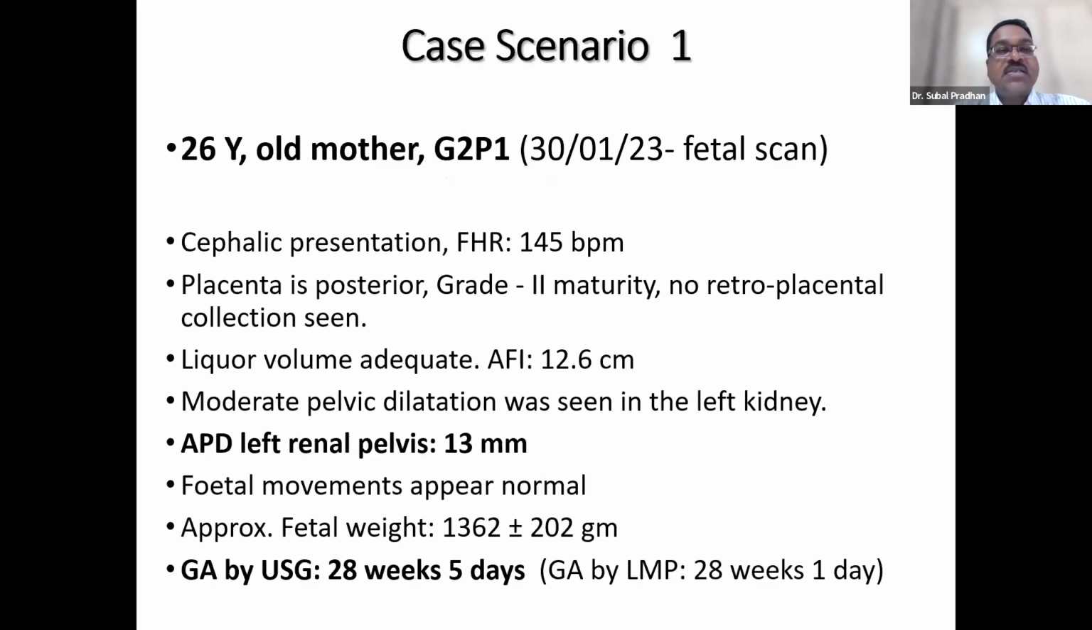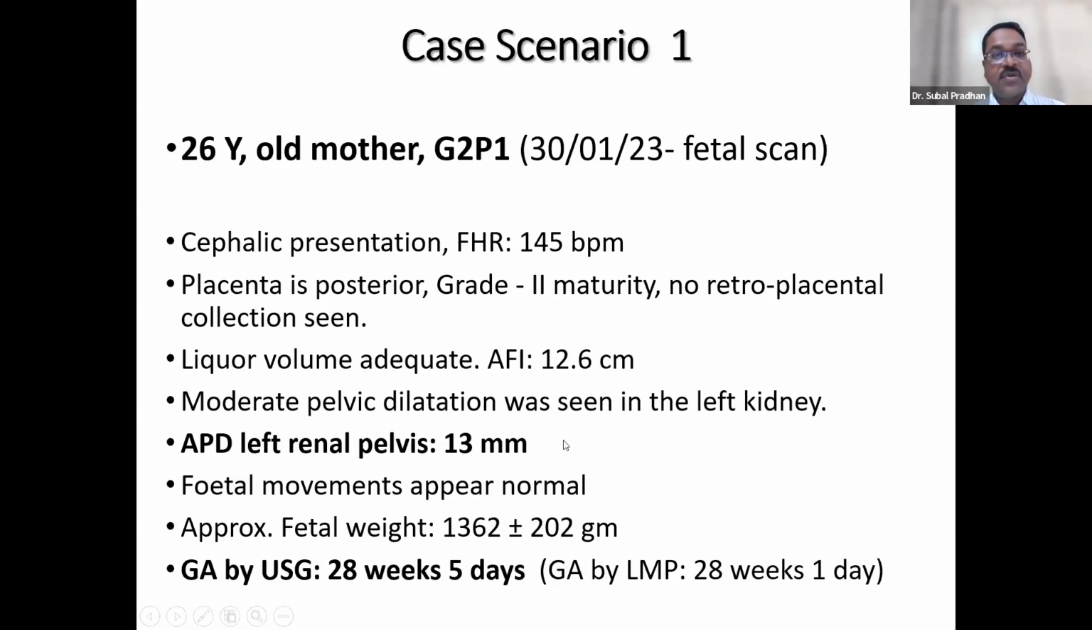Typically, parents come with a fetal scan report. This is the fetal scan of a 26-year-old mother, second pregnancy, which reads as cephalic presentation, fetal heart rate 145 beats per minute, placenta posterior, liquor volume adequate with AFI of 12.6 centimeters. There is moderate pelvic dilatation seen in the left kidney, with anteroposterior pelvic diameter of 30 millimeters. Fetal movements and weight were normal, and the gestation was 28 weeks, both by ultrasonography and LMP calculations.